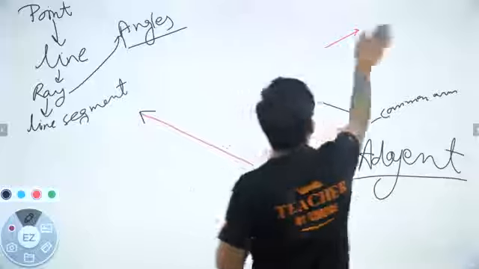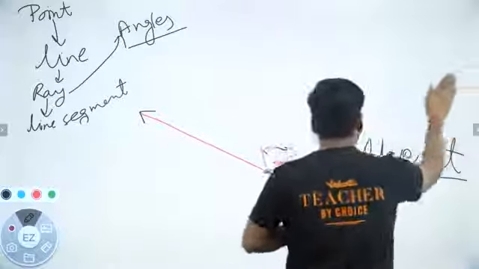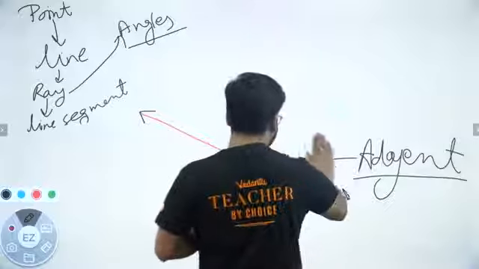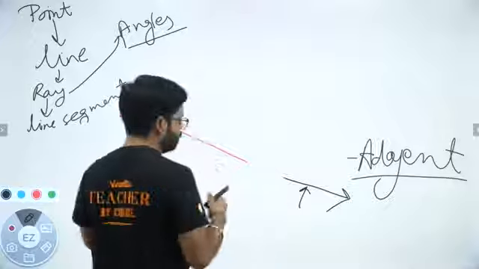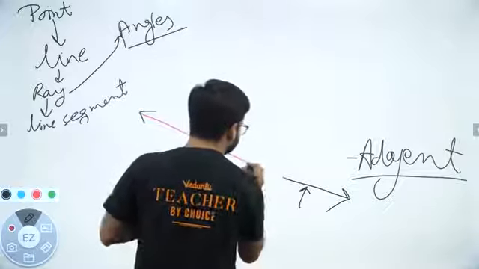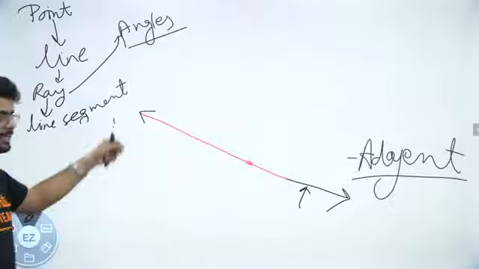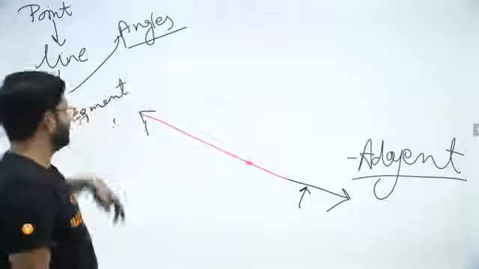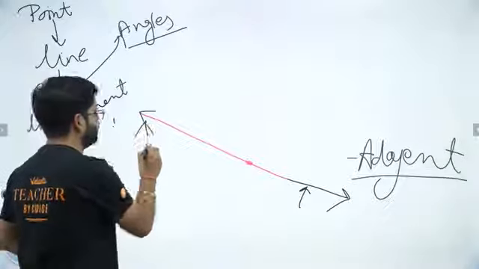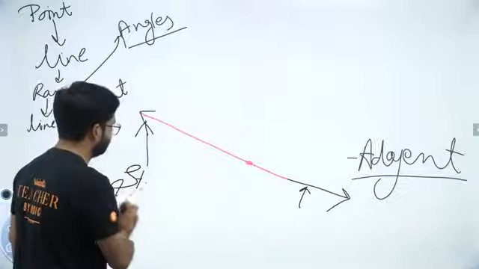Let me just make it a little more neat and clean. I'm sorry guys. Okay? So what happened? I have pulled the second arm towards this side such that now I have got a straight line. Let's suppose that, although it doesn't really look like it, this is a straight line.